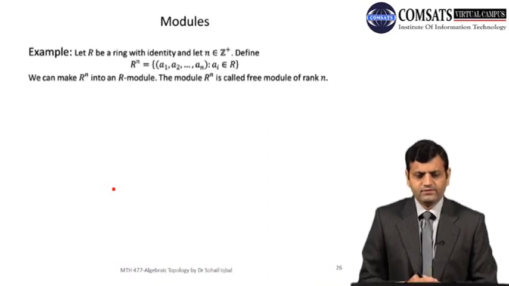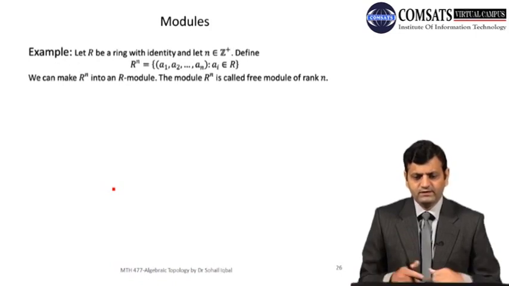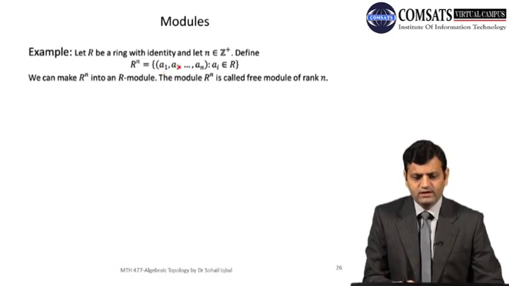Now consider a ring R with identity, take a positive integer n, and define this set R^n to be (a1, a2, ..., an). Just to be clear, this R doesn't mean the set of real numbers, it is just a ring with identity. So we define this set R^n to be (a1, a2, ..., an), where these ai belong to this ring R. Once again, this R doesn't mean the set of real numbers, this is any ring with identity. Now we can make R^n into an R-module. The R-module R^n is called the free module of rank n.